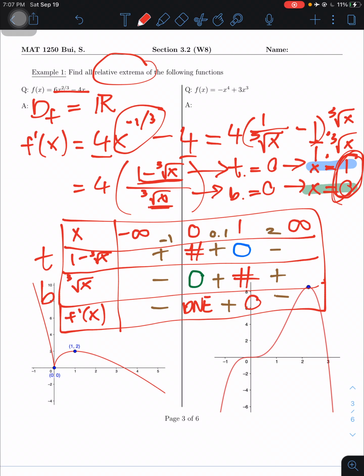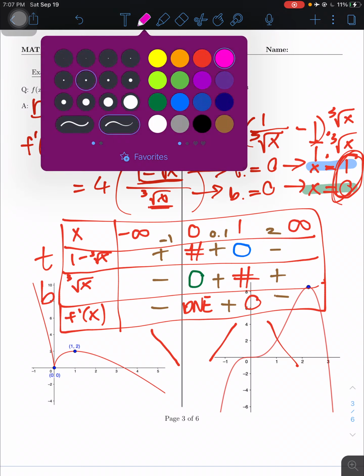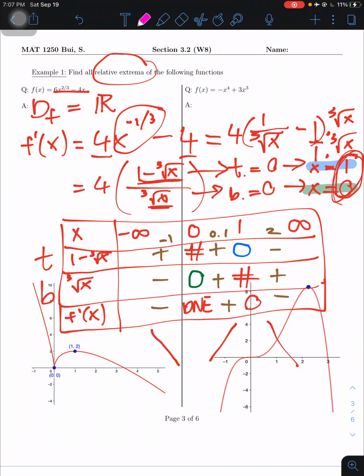So now let me draw the shape of it. This one is negative, so it's going down like this, and this one is positive, so it's going up and then down. So right here, let me just put this one in here. Let me use pink for this one because I want to highlight that. As you can see, in here is the lowest point, so it's going to be a minimum, and in here it's going to be a maximum, because it's like the top of a mountain, and the other one is like the trough of the valley.